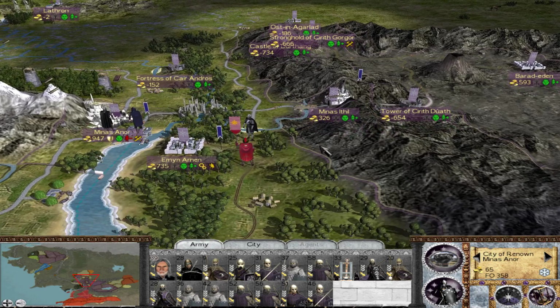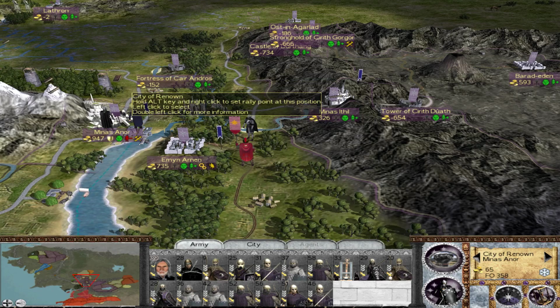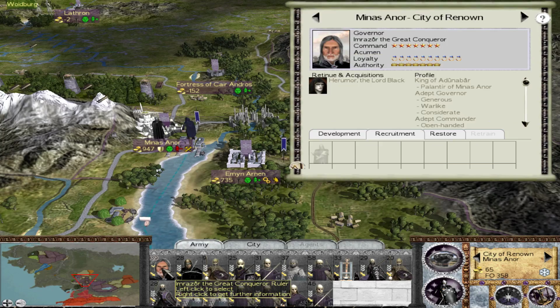Adunabar is kind of a tricky campaign, but I thought what I could do is talk about authority, because Adunabar is a great opportunity to showcase some of that. So what are the factors that influence authority?